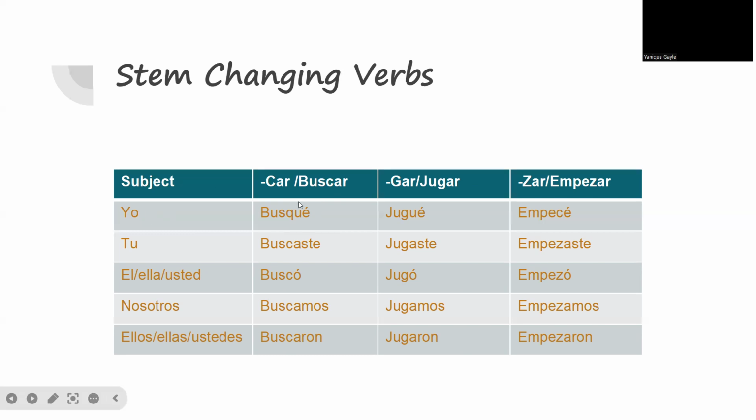So yo busqué. And I believe that they put the Q because if we had the C and we just add the E, it would be busce. And we don't want that pronunciation. We want to conserve the k sound. So we say yo busqué. Tú buscaste. Él, ella, usted buscó. Nosotros buscamos. Ellos, ellas, ustedes buscaron.